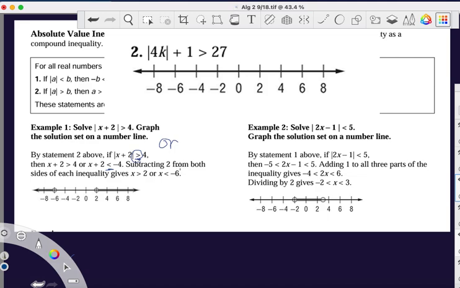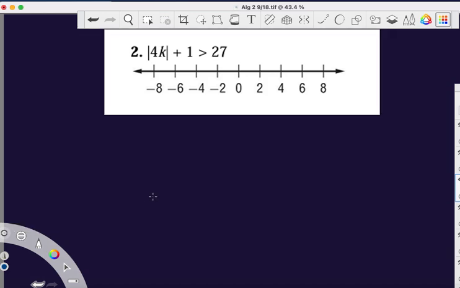Let's see what happens. Guess we should get rid of that, right? I need a bright color. There's one.